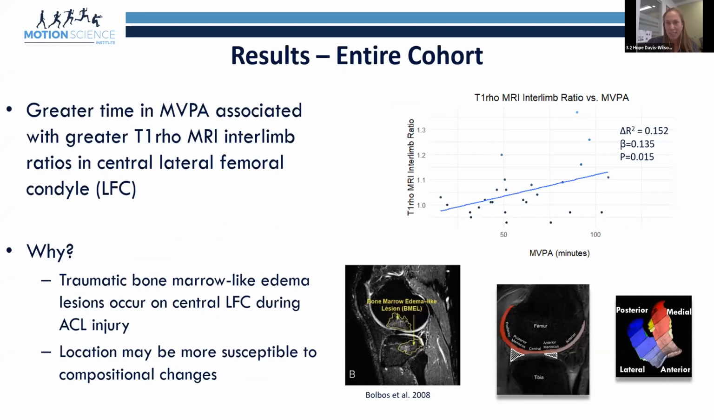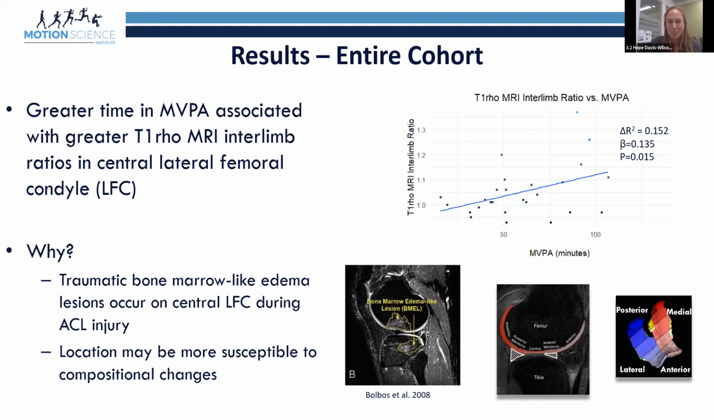Contrary to our hypothesis, we found that within the entire cohort, individuals who spent greater time in moderate to vigorous physical activity demonstrated worse T1ρ MRI interlimb ratios, specifically in the central lateral femoral condyle.